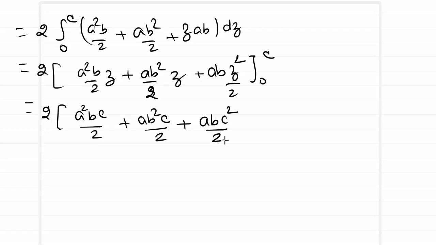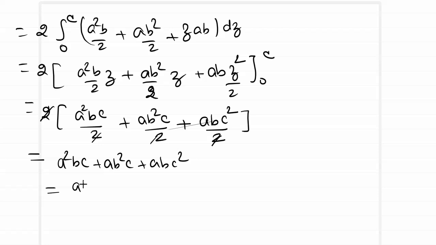So what will happen now? The 2 in the denominator can be taken outside as common and cancelled off, which leaves you with a squared b c plus a b squared c plus a b c squared. Now this can be simplified further by taking a, b, c common from all 3 terms, which leaves you with a plus b plus c in the brackets. So this is what I have evaluated for the right hand side of the Gauss divergence theorem.